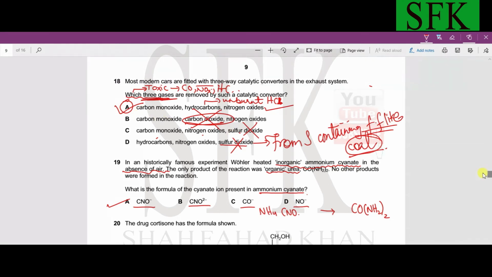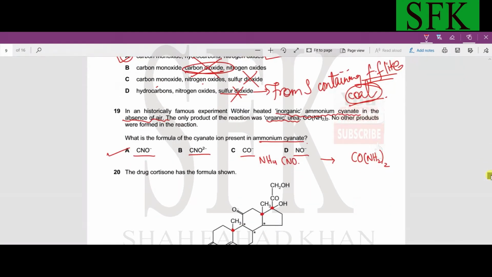Now let's move on to MCQ number 19. Yeah, this is important, guys. In a historically famous experiment, Wohler heated inorganic ammonium cyanate in the absence of air. The only product of the reaction was the organic compound urea, and no other products were formed. What is the formula of the cyanate ion present in ammonium cyanate?